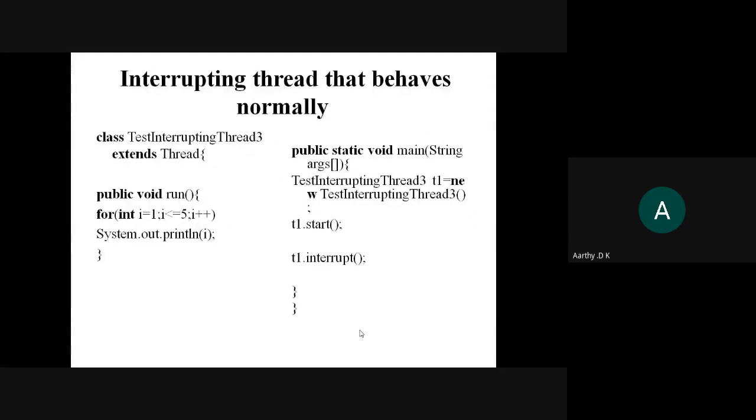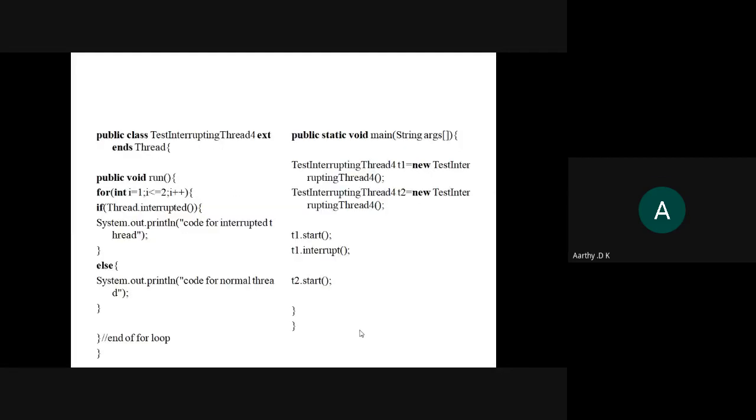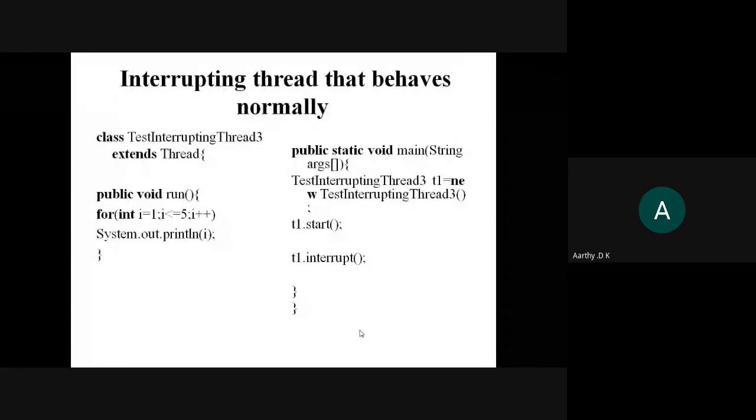In the example which we saw now, you don't have either sleep or wait. So when I give interrupt, the program execution will not stop. It will execute, and it showed all the outputs from 1 to 5. You saw all the values from 1 to 5. After it is executed, it will set the interrupt flag to true. So when you use the second method, the interrupted method, this method will check the interrupt flag. Now it was true, because we have interrupted the thread, and its flag is set to true.